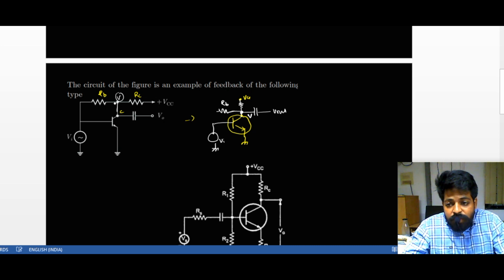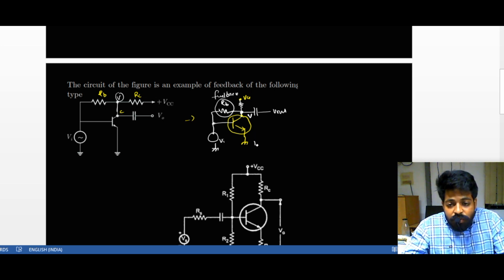That is what your feedback network. It is mixed at the base branch. So the sample is collected over here and mixed over here. This is called my beta network, a feedback network. So from this, my sample is collected from the voltage node.